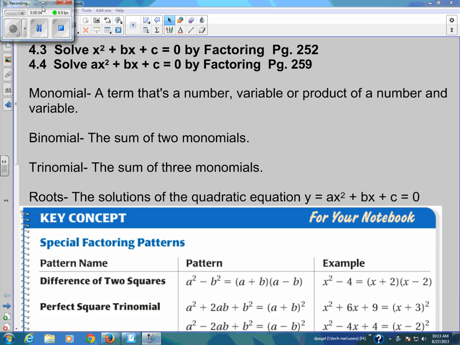Section 4.3 and 4.4, we're going to combine these two together simply because they're mainly the same thing. We're just introducing with section 4.4 this leading coefficient a in front of the x squared term. So this is going to be some review of our factoring. We have a couple different special factoring patterns that we're going to be reviewing.